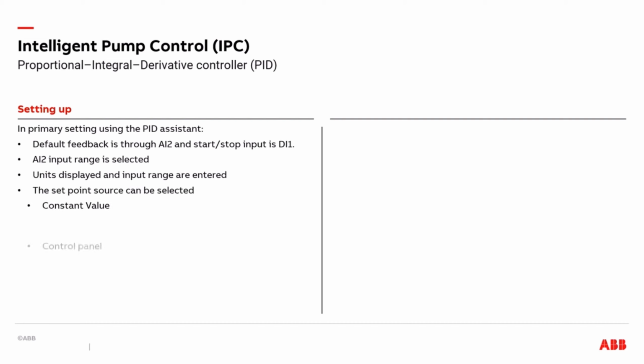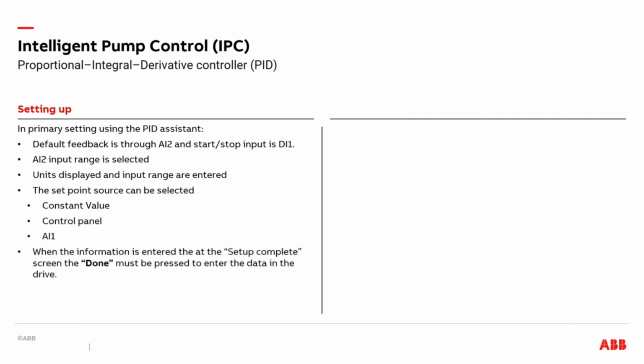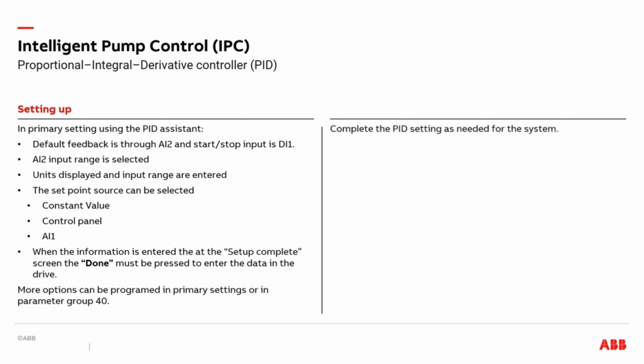Set point source can be selected as constant value, control panel, or analog input 1. When the information is entered at the setup complete screen, remember to press done. This must be pressed to enter the data into the drive. More options can be programmed in primary settings or in parameter group 40. Complete the PID settings as needed for the system.